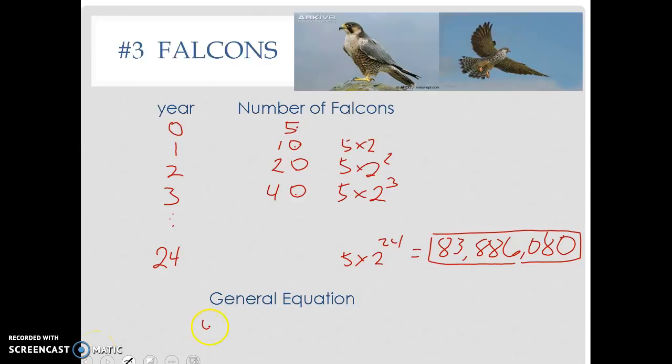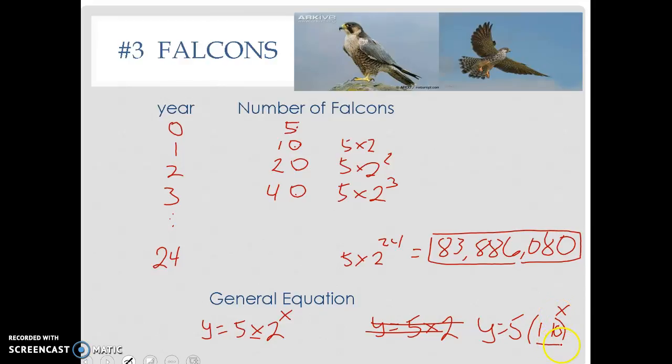So the general equation with what we came up with here was that the beginning amount of falcons was 5. We multiplied it times 2 to the x power. So this is a multiplication sign here. Let's say that the population was supposed to grow by 10% per year. Then the general equation would look something like this. It would be y equals 5 times 1.1 or 1.10 to the x power.